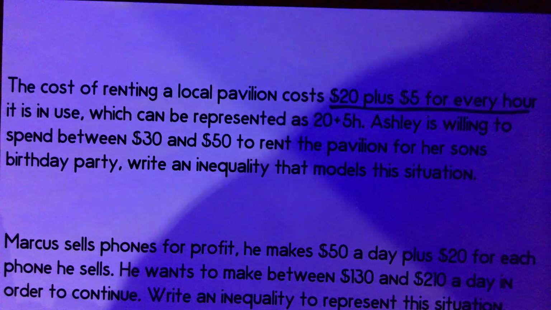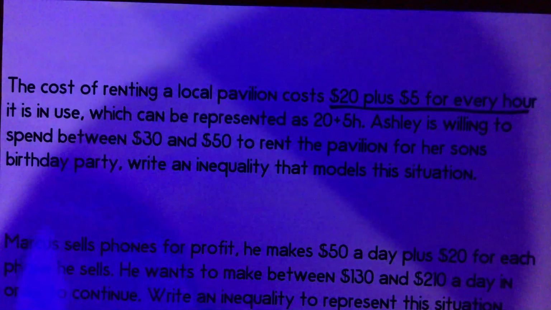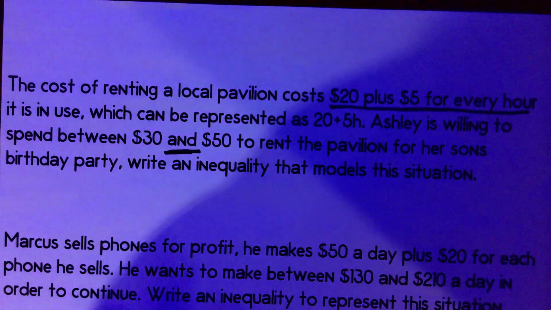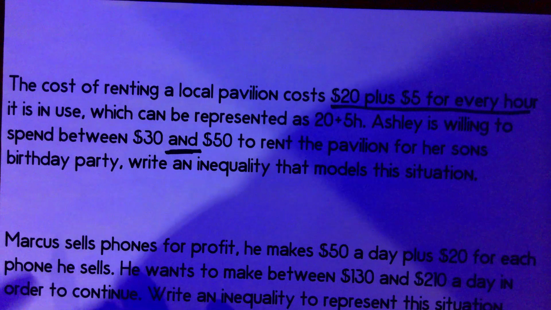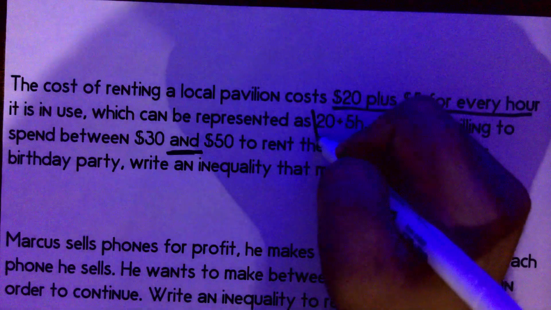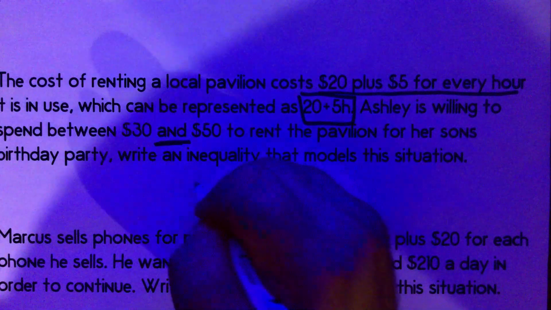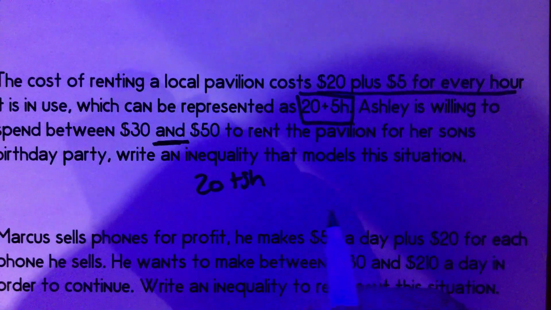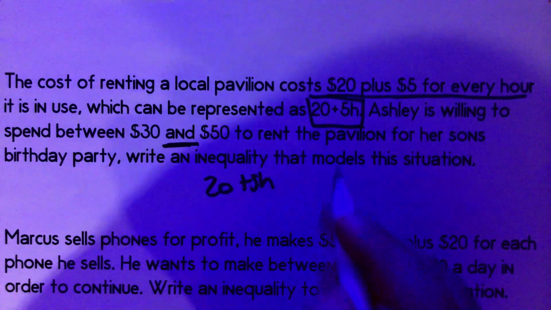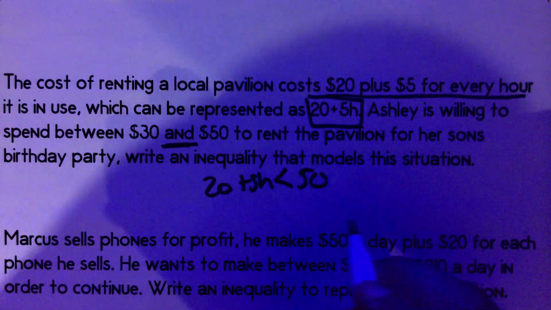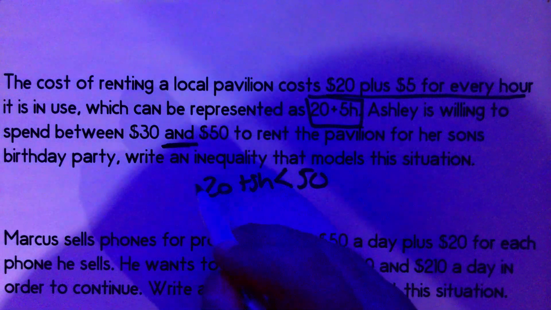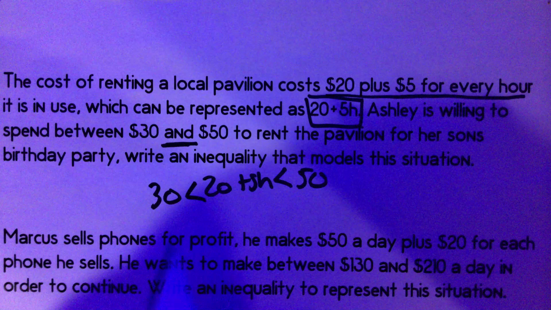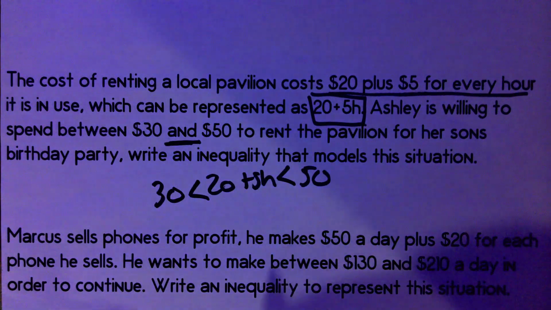So the key here is we know this has got to be an inequality, and this is an "and" compound inequality. It gives us the word and. It's between 30 and 50. So the expression that we found earlier, this is how much she's willing to spend, 20 plus 5h, but it's got to be between 50 and 30. So it's got to be less than 50, and it's going to be greater than 30. And since the 30 is on the left-hand side, we write this compound inequality with two less than signs. So it's got to be between those two numbers, and we did it.